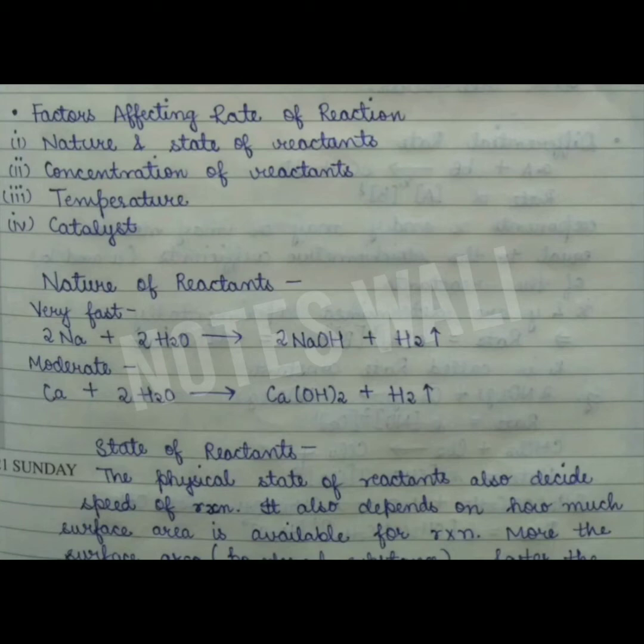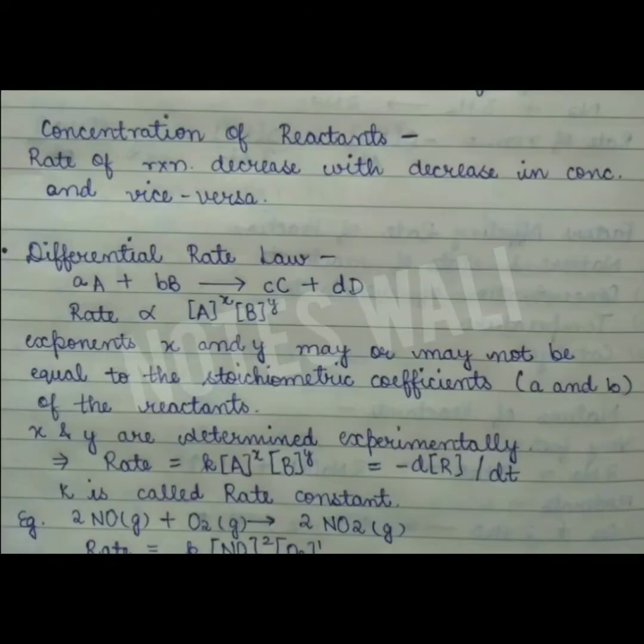So first factor we are discussing is the nature of reactants. Depending on the nature of reactants, the speed of the reaction can be very fast, moderate, or slow. Second is state of reactants. Whenever the reactants are in gaseous or liquid state, the reaction generally proceeds faster than the reactants in the solid state. Next is the concentration of reactants. Rate of a reaction decrease with decrease in concentration and vice versa.